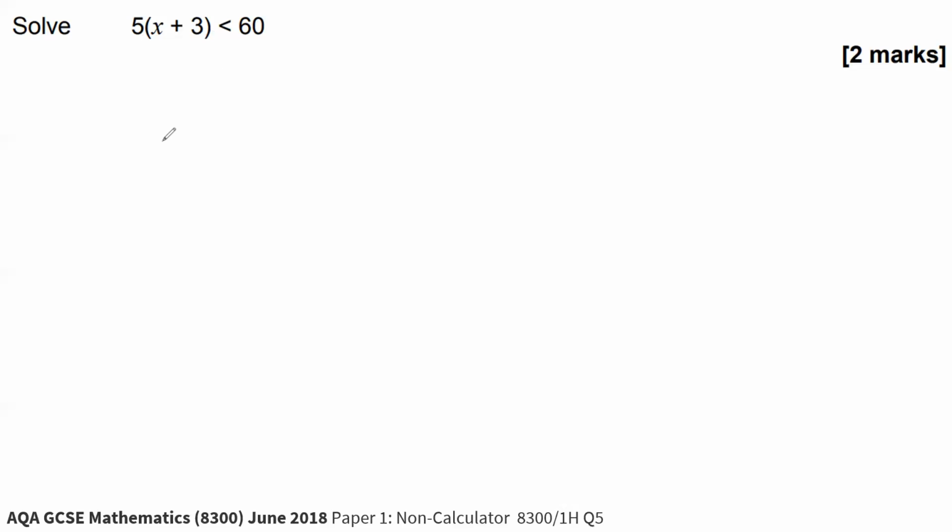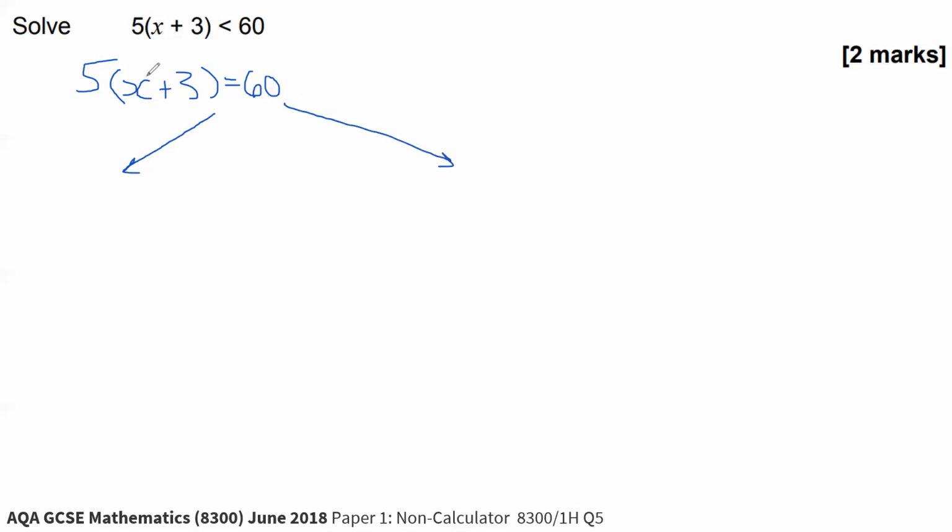The way that I find easiest to tackle these sorts of algebraic inequalities questions is to start by ignoring the inequality sign. So rather than this being 5(x + 3) is less than 60, we'll just set it equal to 60 for the moment, and then when we get to the end and we've got x equals something, we can substitute back in the inequality sign. From here, there are 2 different methods we can use.